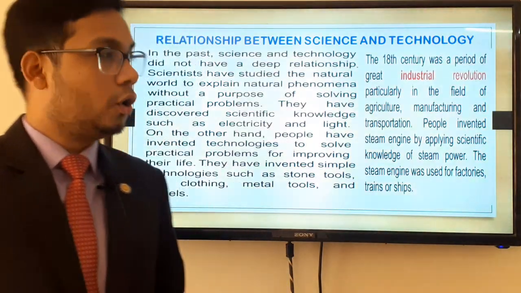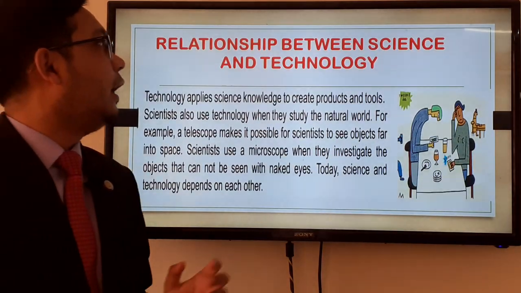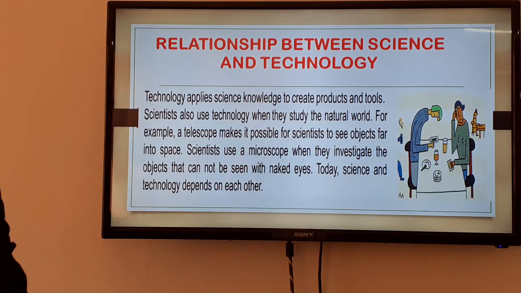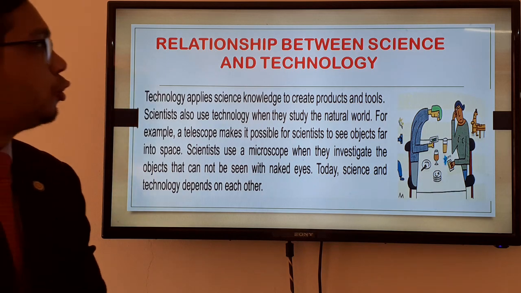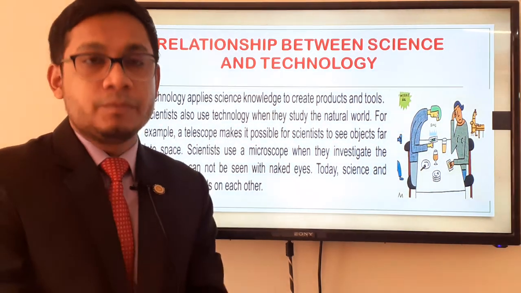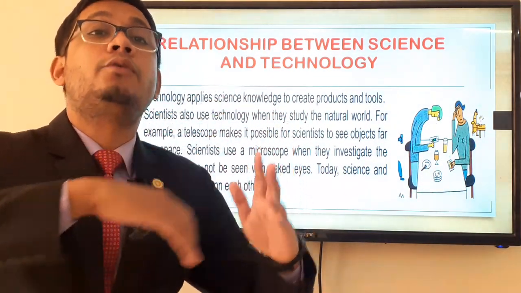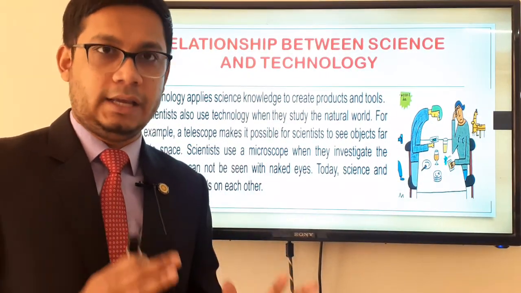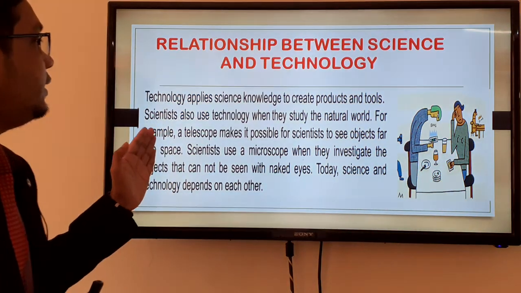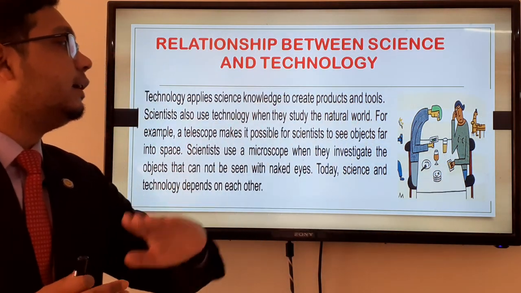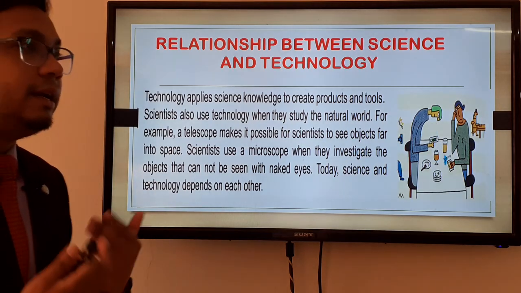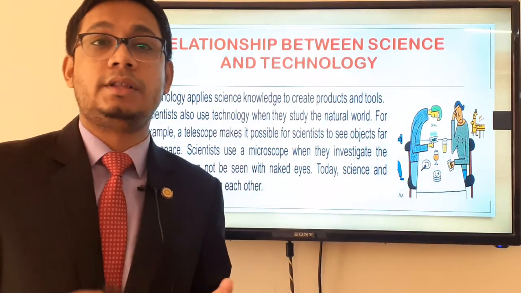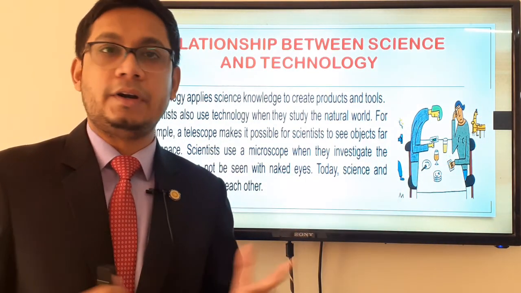Now we will learn about the relationship between science and technology, continuing from the previous slide. Technology applies scientific knowledge to create products and tools. Without knowing the science of a particular thing, we cannot invent anything. Scientists also use technology when they study the natural world, and by studying it and using that science, they invent different types of technologies.